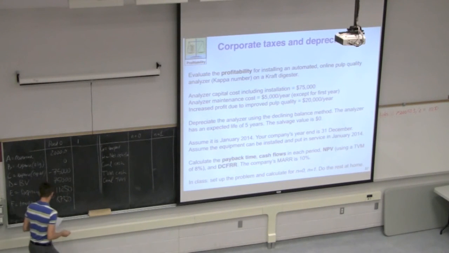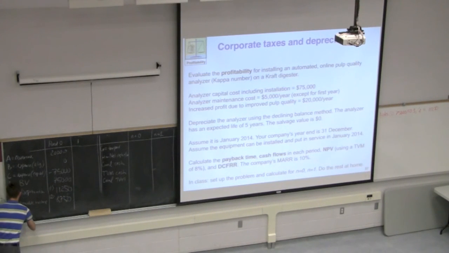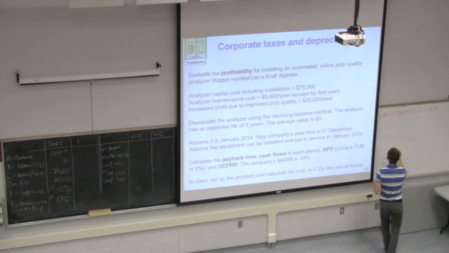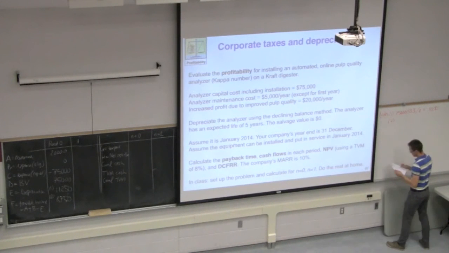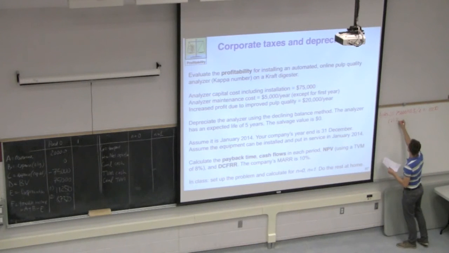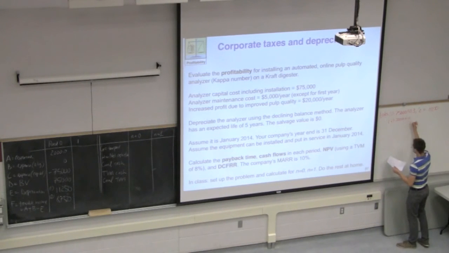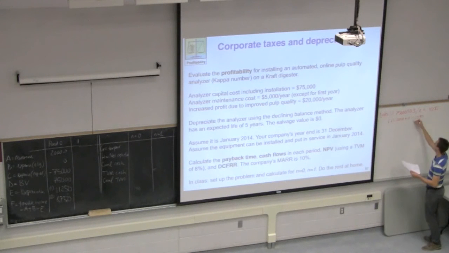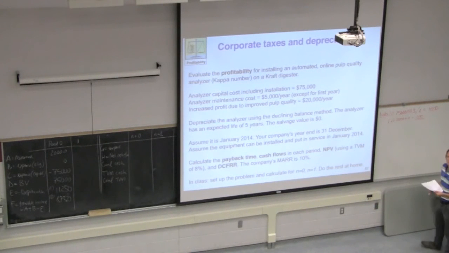Let's make a note of that. Taxable income, recall, was F is A plus B minus E. So taxable income for note 2 is $20,000 plus 0 minus 11,250. So there's that decrease in depreciation we were speaking about. We get to reduce our taxable income by that 11,250.